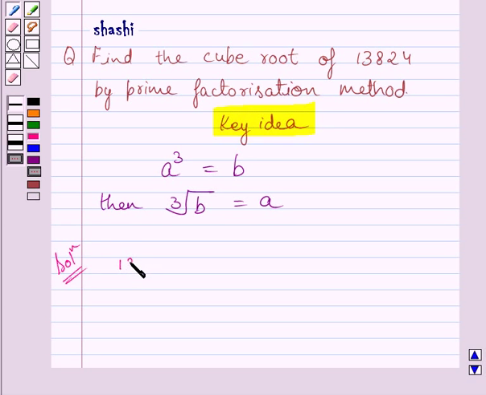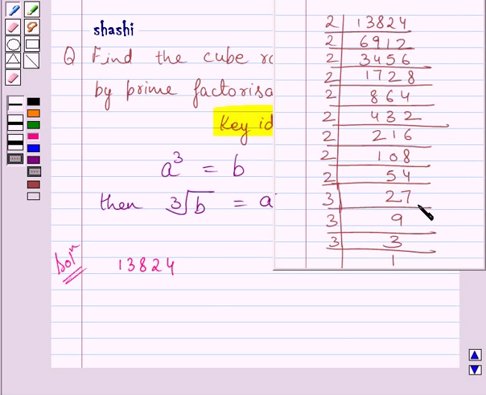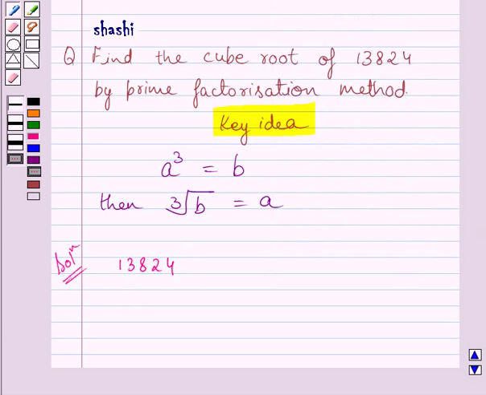Now, given number is 13824. Here we have shown prime factorization of 13824. Clearly you can see multiplying 2 9 times and 3 3 times we get 13824. So, prime factorization of 13824 is 2 multiplied by 2 multiplied by 2 multiplied by 2 multiplied by 2 multiplied by 2 multiplied by 2 multiplied by 2 multiplied by 2 multiplied by 3 multiplied by 3 multiplied by 3.